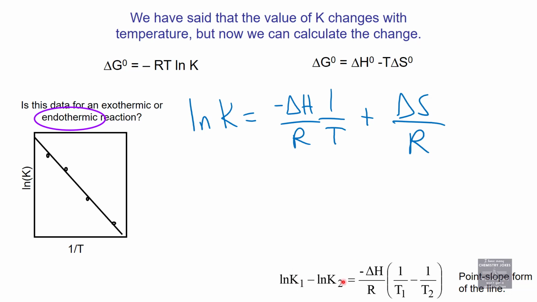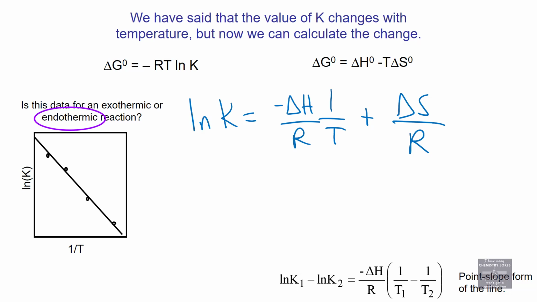So with 2 y values, 2 K values, and 2 temperatures, you can find a delta H or something like that. If given a plot, we can find the slope of that plot to find delta H of our reaction. We can find the y-intercept of that plot to find delta S of our reaction. If given 2 data points from a plot, we could find a delta H, and then we could go through and calculate a delta S.